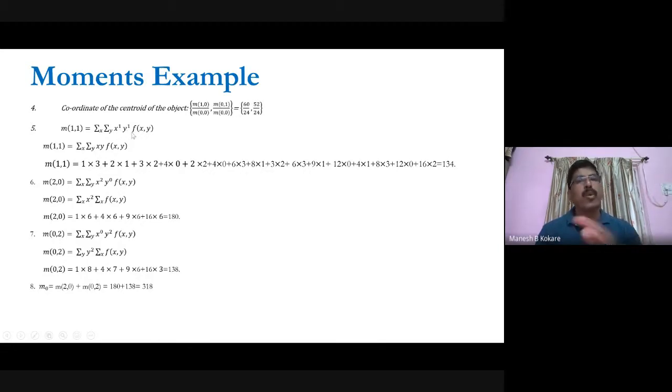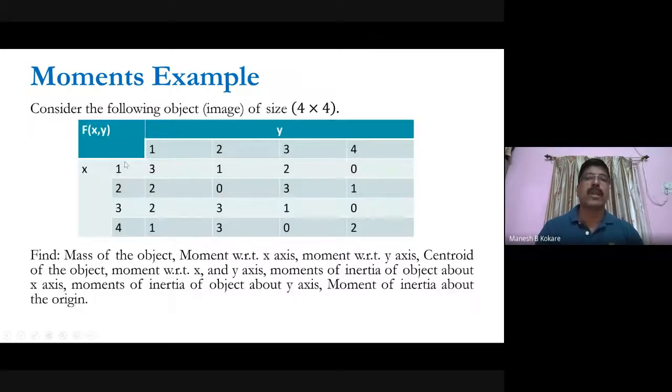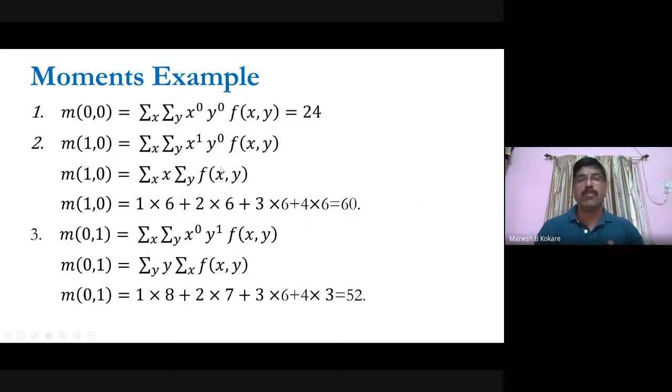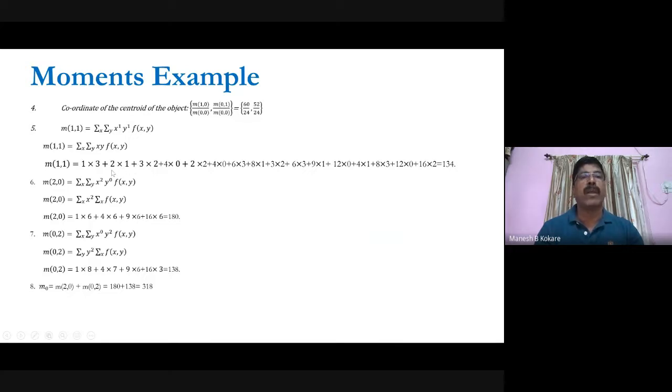Now we'll continue with that one. We'll keep x equal to 1 and y will change. Suppose x is equal to 1 and y is equal to 2. So what will be the value of x into y? That is equal to 2. Now at that time, what is the value of f of xy? Look at this one: x is 1 and y equal to 2, so 1 multiplied by 2 is equal to 2, and the value of f of xy is equal to 1. So 2 multiplied by 1 is the value of this one.